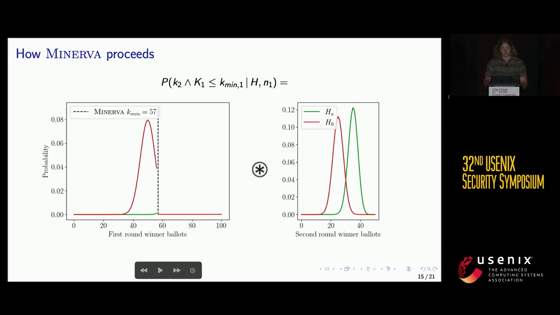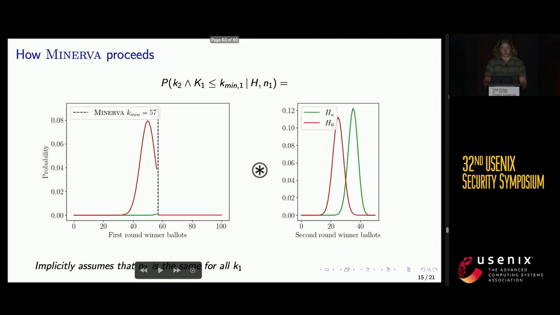The problem with this convolution approach that MINERVA takes is that it implicitly assumes that the value N2 is going to be the same regardless of the observed value K1, which is exactly the problem of MINERVA.